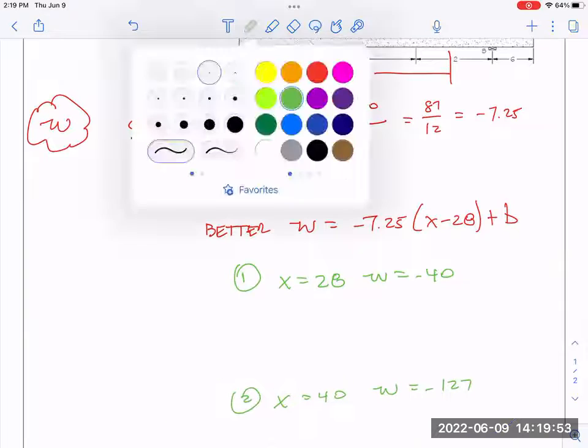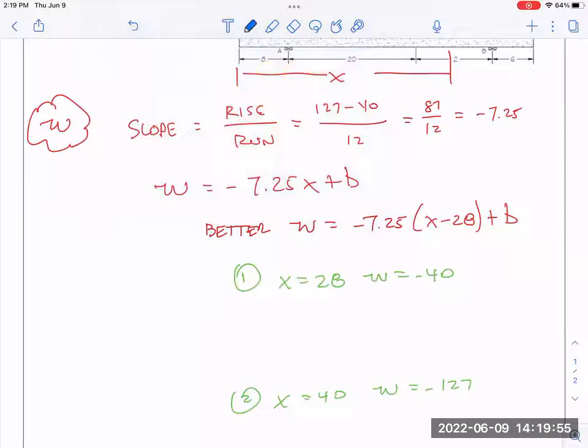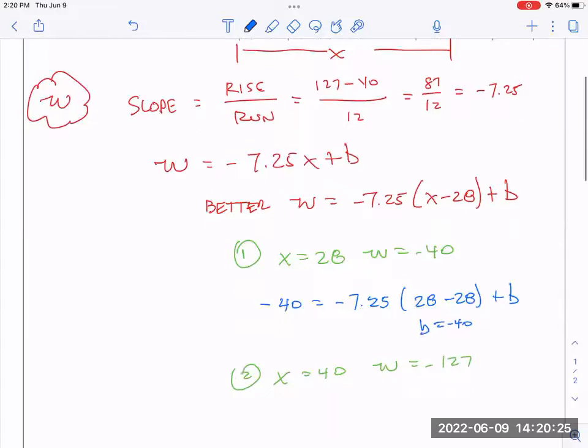So let's just take our time with this portion. W is supposed to be negative 40 when x is 28. So notice 28 minus 28 is 0, so you end up with b is negative 40. Does that make sense? The top one's the good one to do. That was easier.